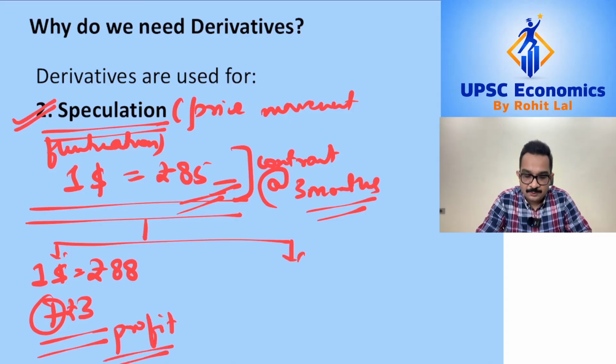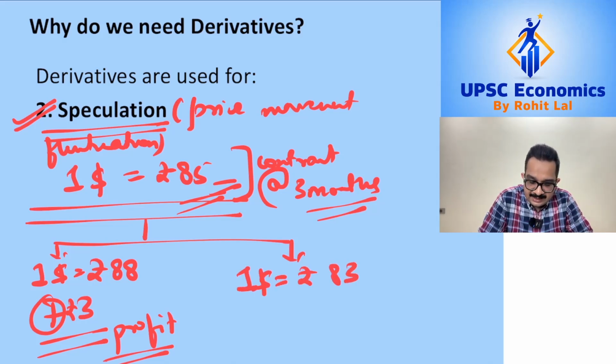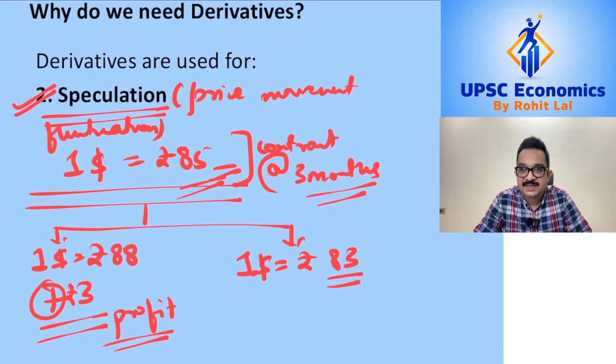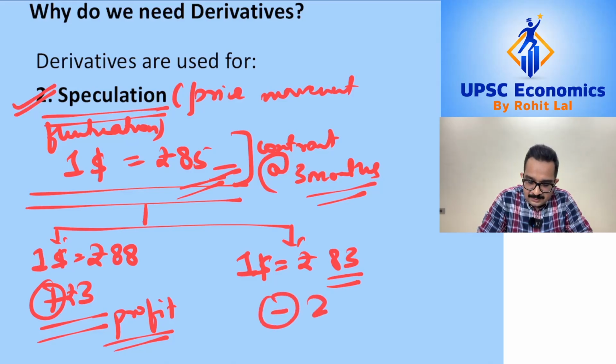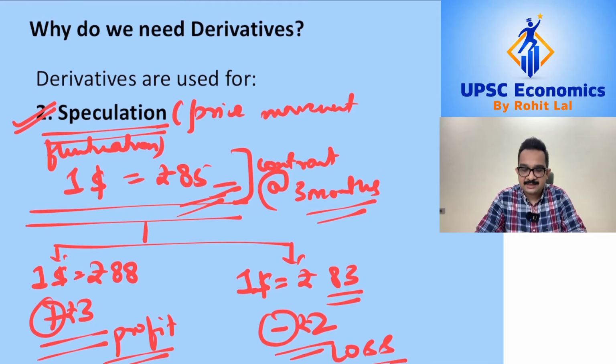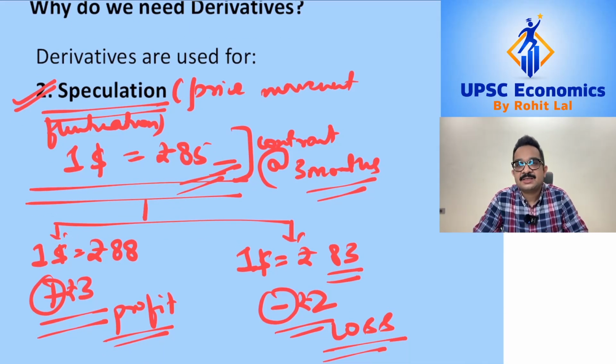The second scenario could be that the rupee appreciates and $1 becomes equivalent to 83 rupees. Now in this situation, if this speculator were to sell the dollars and buy rupees in the market, he will have a loss of 2 rupees. So what is happening here is that the speculator or trader is using a derivative contract to buy dollars, not because he needs to import certain commodities, but because he is betting on his knowledge regarding what the fluctuations in price movement or the exchange rate are going to be, and he wants to profit from that.